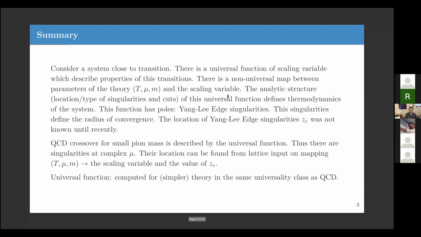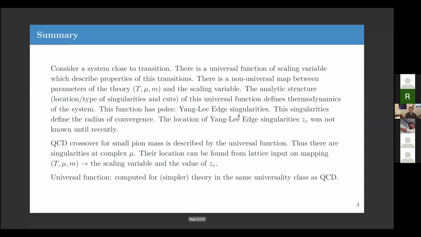So the analytic structure of this universal function defines the essential thermodynamics of the system. And it was known that this function has poles. Those poles are Yang-Lee singularities. The singularities essentially define the radius of convergence of this function when you consider it as an expansion in the scaling variable, or alternatively in QCD, you will consider an expansion, say, in the chemical potential. And those singularities, which would define the radius of convergence, are Yang-Lee singularities. And these are the central point of my discussion today.